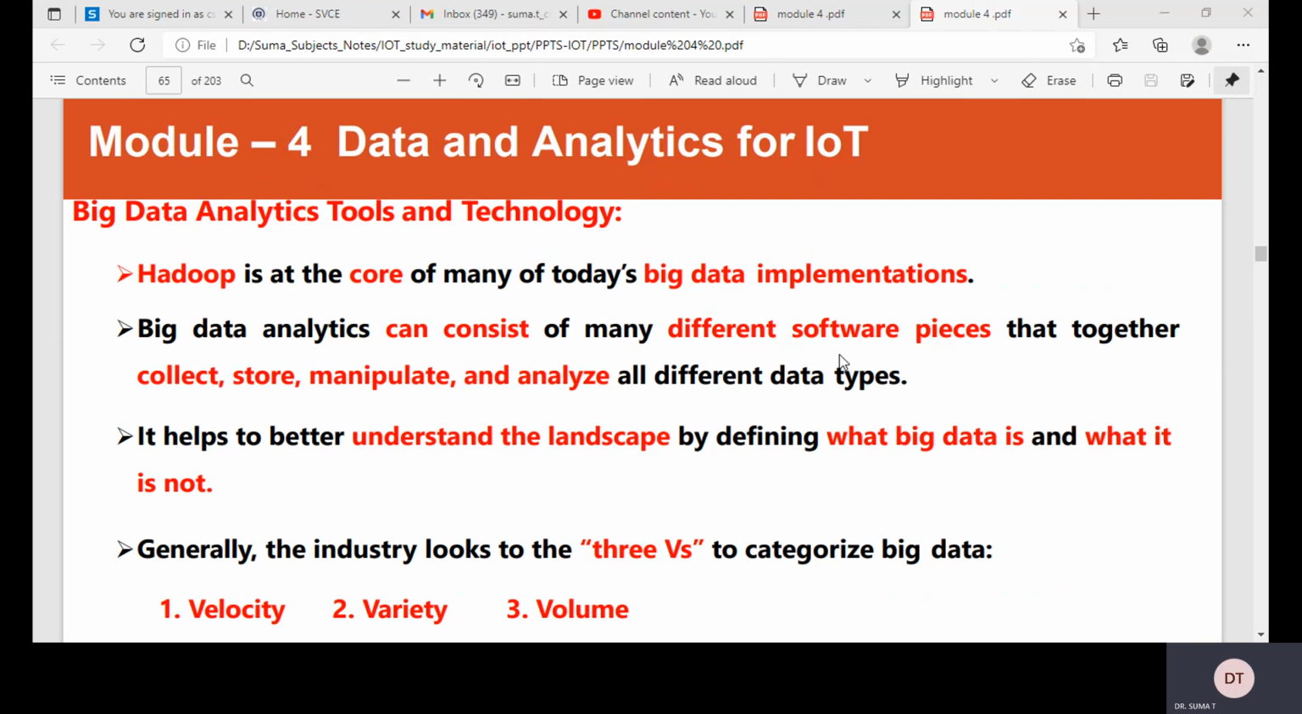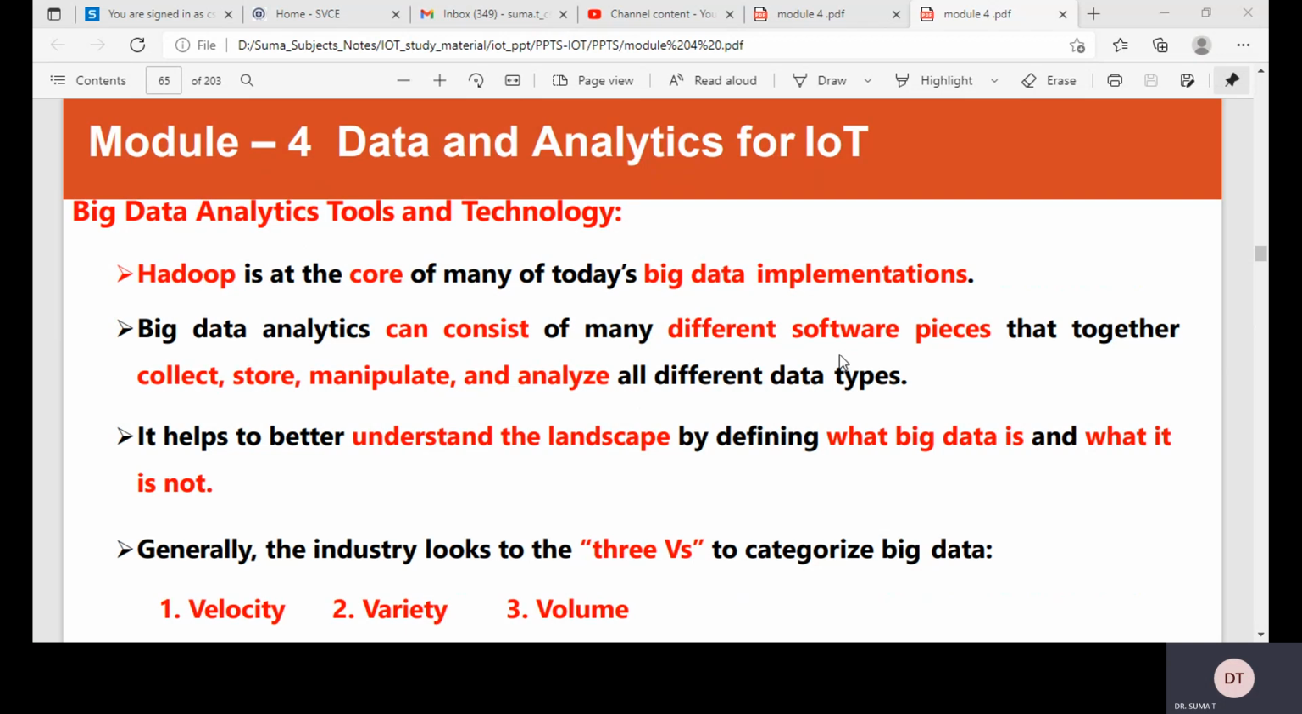Though it's true that Hadoop is the core of many of today's big data implementations, it's not the only piece of the puzzle. Big data analytics can consist of many different software pieces that together collect, store, manipulate, and analyze all different data types. It helps to better understand the landscape by defining what big data is and what it is not. Generally, the industry looks to the three V's to categorize big data. The three V's are velocity, variety, and volume.